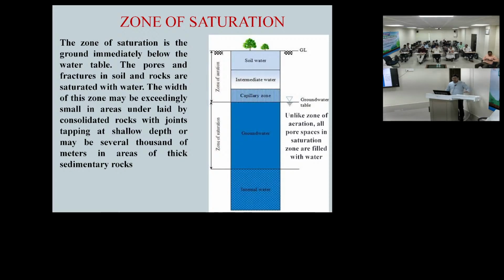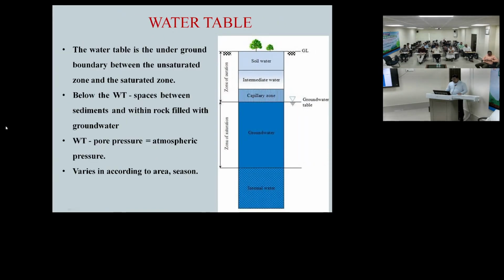So it varies because it depends on the topography, the area, and the well. It depends on how thick it will be. Ultimately, the water table is the underground boundary between the unsaturated and saturated zone. It is where the pore pressure equals atmospheric pressure, and it varies according to season.